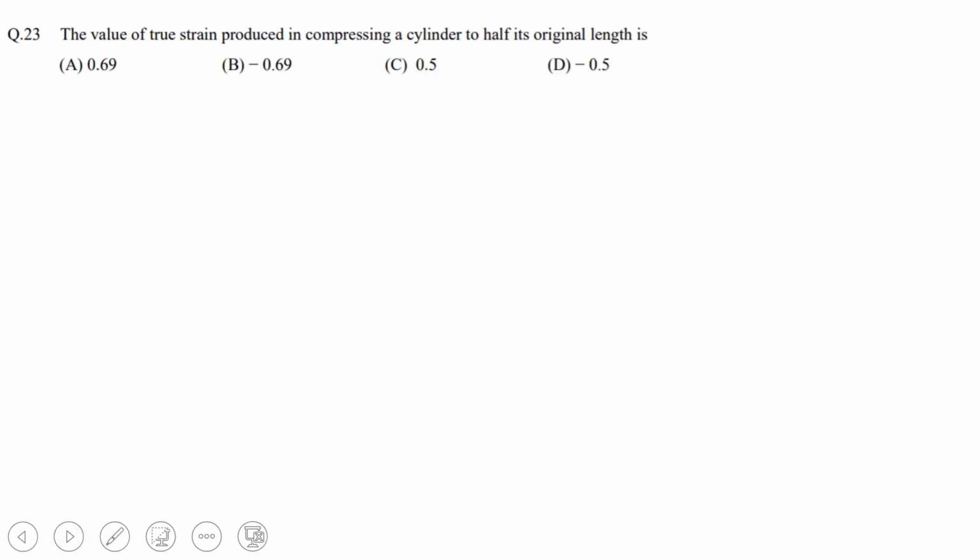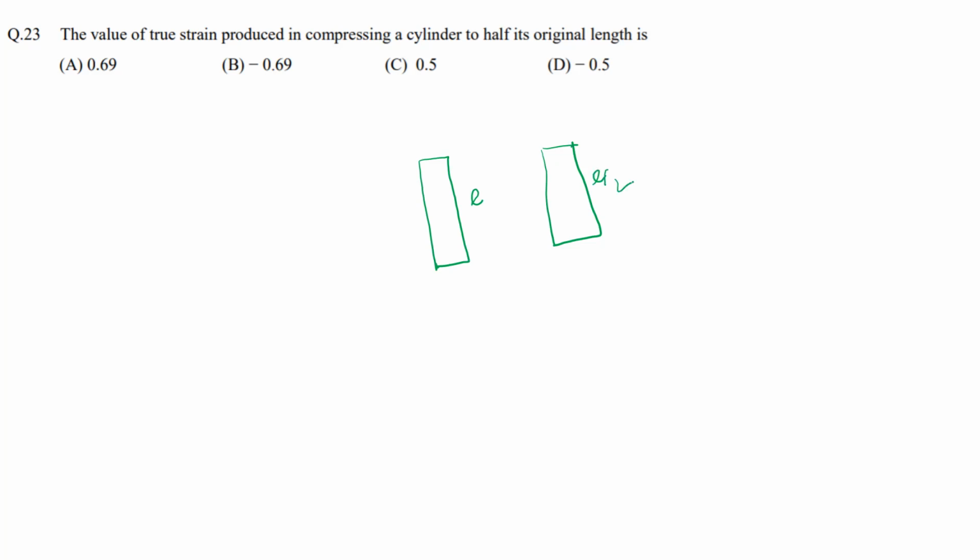Next, the value of true strain produced in compressing a cylinder to half its length. Suppose this is your cylinder, the first length is L and the final length is L by 2. True strain we know is ln Lf by Li. So ln Lf is L by 2 and this is L, so ln 0.5. If you write this ln 0.5, you will get minus 0.69. So option B will be the correct one.